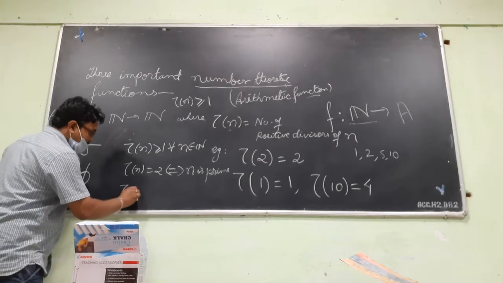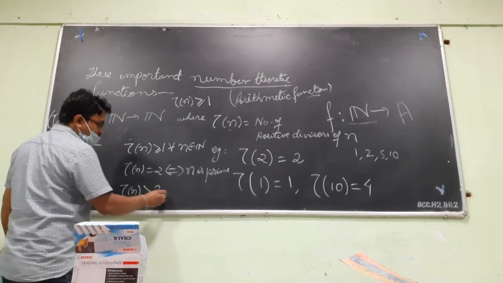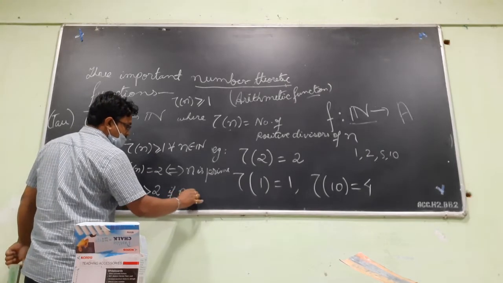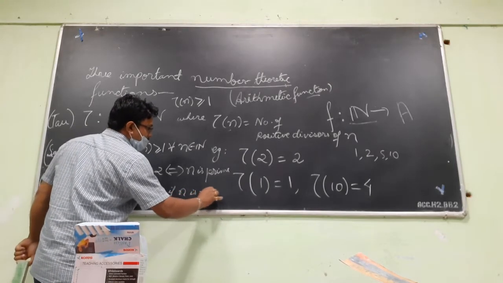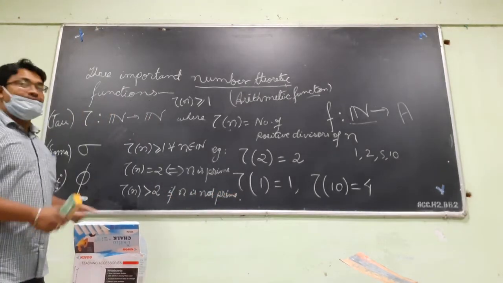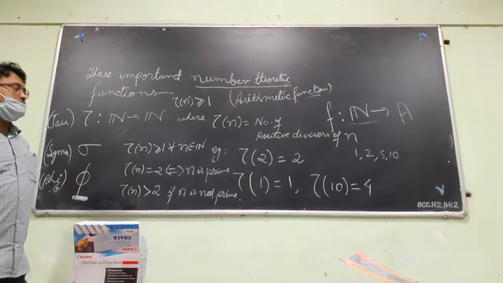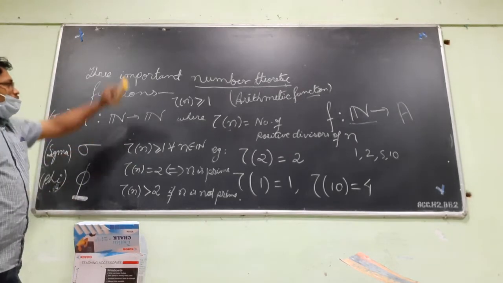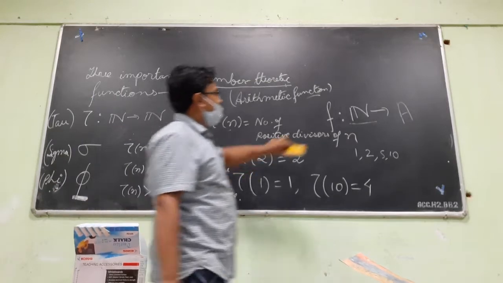And tau of n is always strictly greater than 2 if n is not prime. If n is not a prime number, tau of n will be at least 3. So this is a number theoretic way.